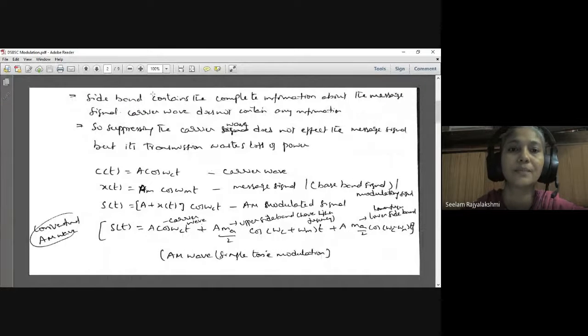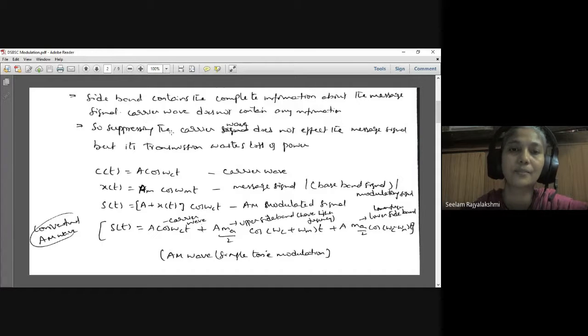Okay, so the sideband contains the complete information. Already I told you, the sideband has the complete information, but the carrier wave does not contain any information about the message. Here the sideband contains the complete information about the message signal. The carrier wave does not contain any information. Already we have discussed this.